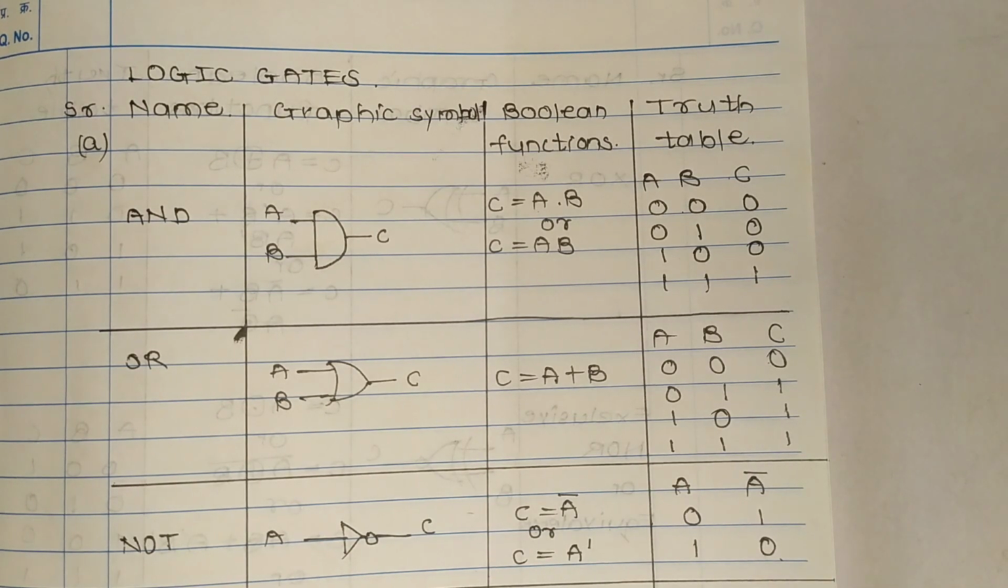First is AND gate. The graphic symbol for AND gate is as follows. Now the boolean function representation is c is equal to a dot b or c is equal to ab. Now truth table: a, b, c: 0 0 0, 0 1 0, 1 0 0, and 1 1 1. So this is the truth table.